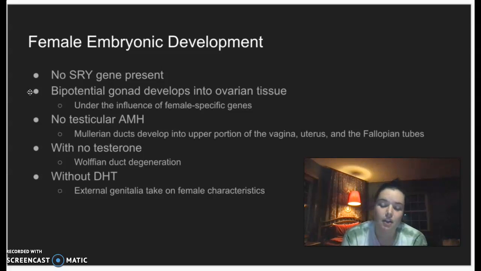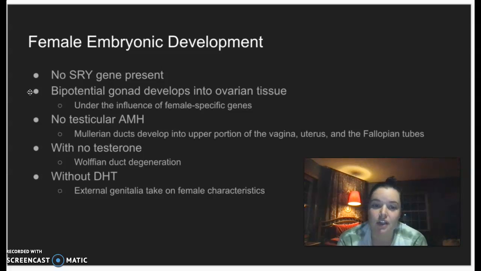So in the text, it noted that there's a large number of female-specific genes that also influence the development into the ovarian tissue, but they're not very well known, and so it took note just to mention that there are other genes at play here.